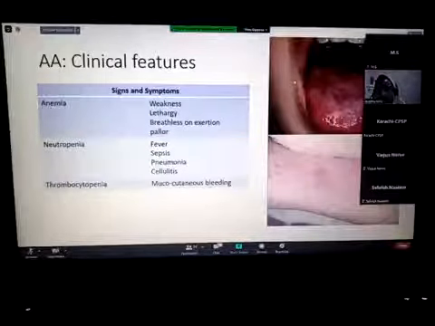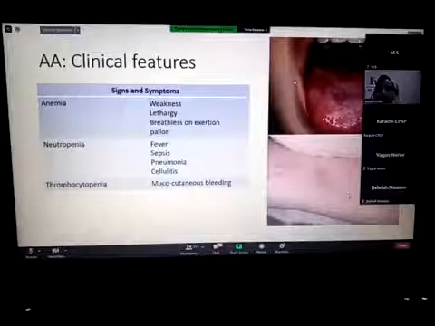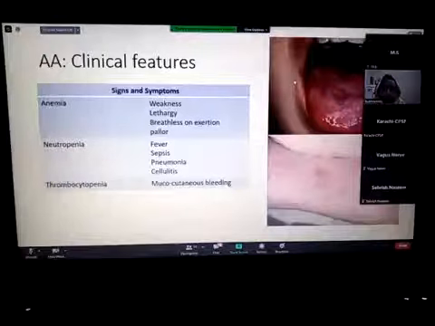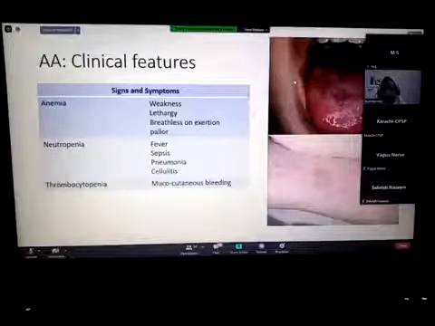For example, in this, you can see the lower limb has petechial hemorrhages, which is telling you that the patient is suffering from low platelet count.